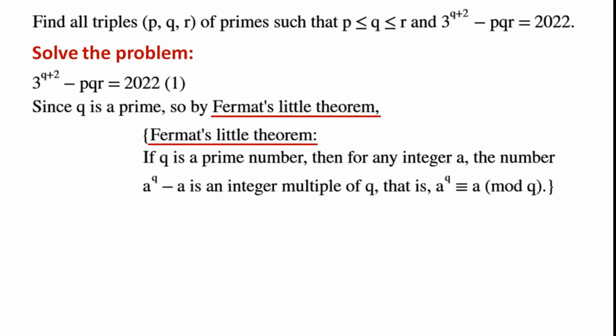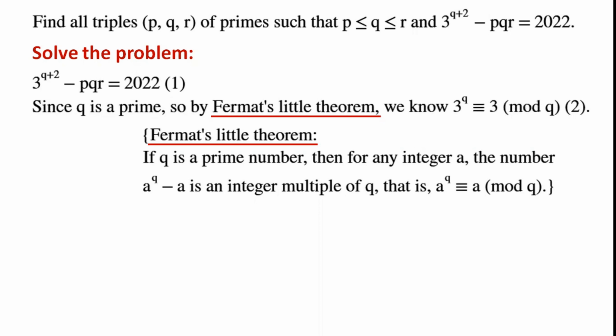We'll solve the problem by narrowing down the range of possible values of P, Q, R. Since Q is a prime, by Fermat's little theorem, if Q is a prime number, then for any integer a, the number a to the power of Q minus a is an integer multiple of Q. That is, a to the power of Q is congruent to a mod Q.